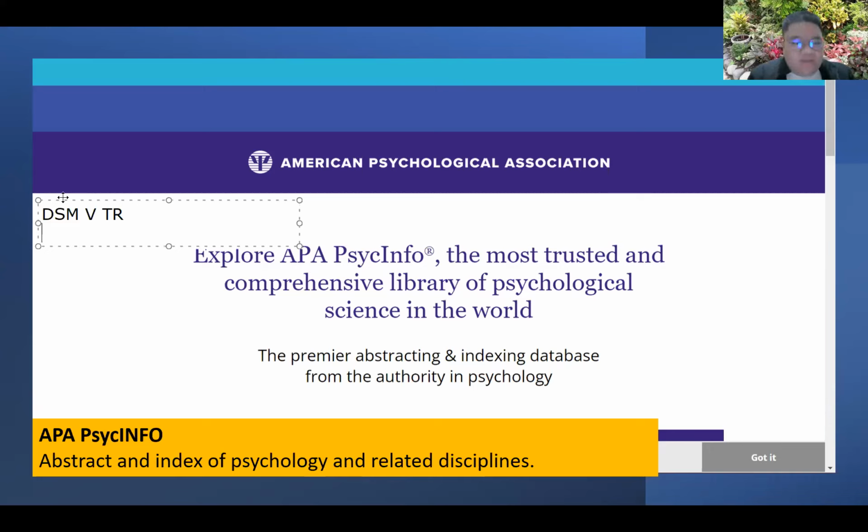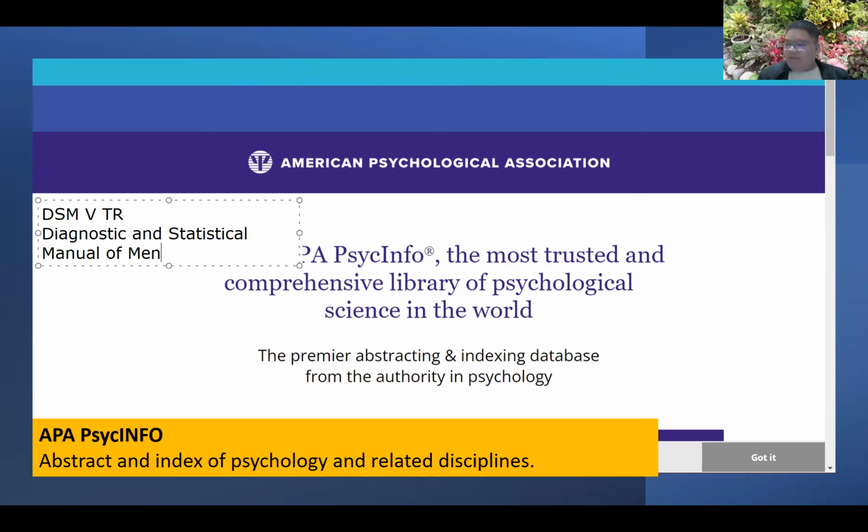Allow me to check the meaning, I might misrecall it. Diagnostic and Statistical Manual of Mental Disorders. The V there is 5, and the TR is text revision. That's the latest one. When I was studying nursing, DSM-4-TR was still the one that we used. Ibig sabihin, class, when you will be learning psych, you will be using APA, DSM-5 as a reference.